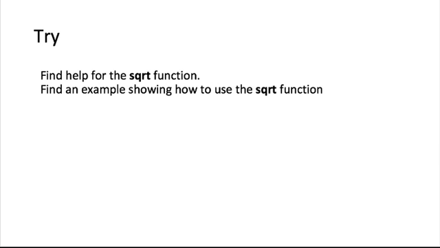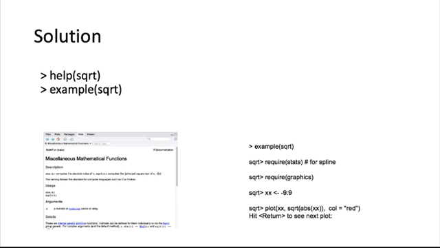You might want to play around with the help feature, and I'd like you to find the help for the square root function and find an example of how you might use the square root function. And your solution would look something like this. So you type in help, sqrt, example, sqrt, and you'd be provided with the following result. So you'd see exactly the help, and then here you'd see an example of how to use square root.